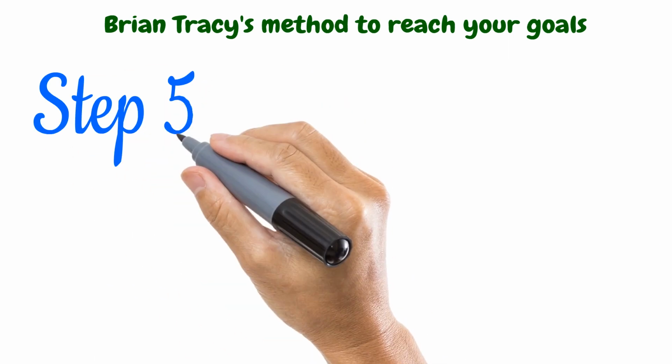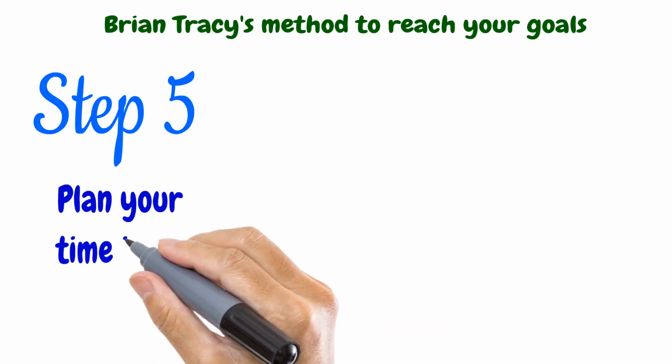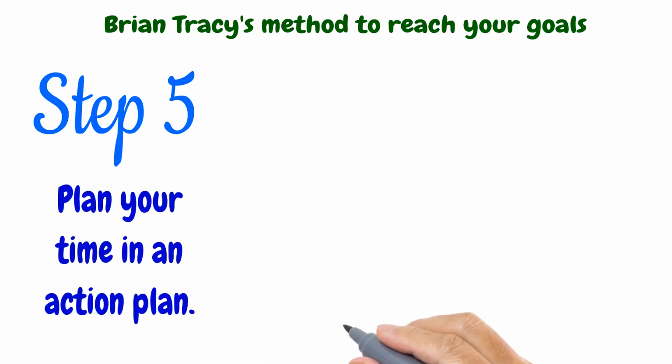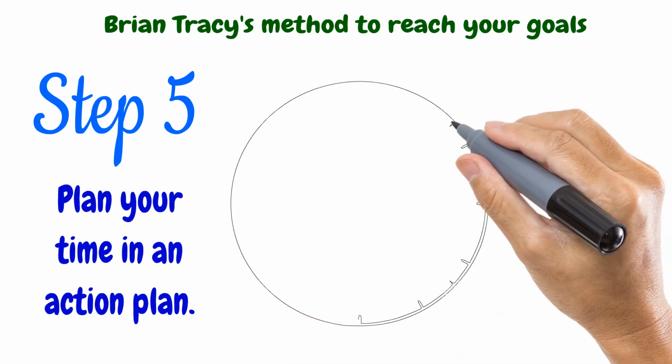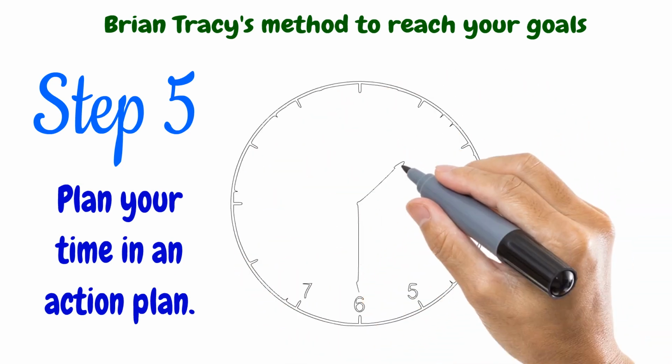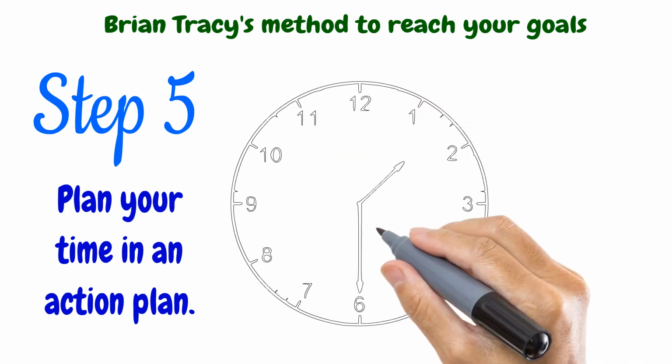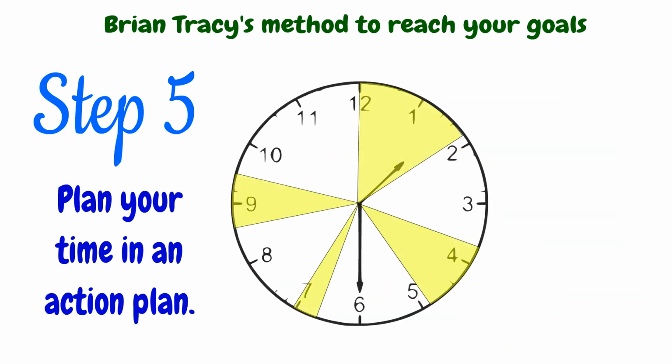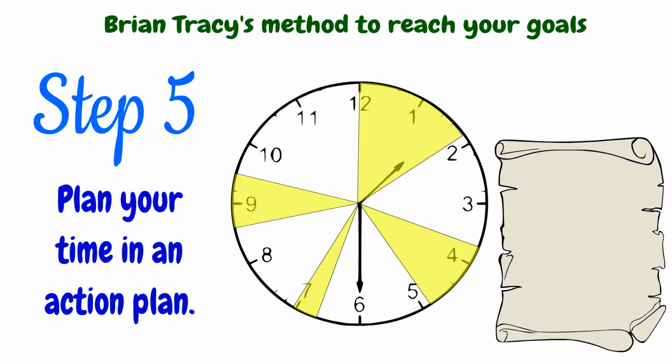Step number 5. Plan your time in an action plan. At this moment you have already defined your 10 most important goals and probably already know which are your 2 most important goals. Now we must return to the 80-20 concept, where these 2 goals are the ones that will give you the 80% of the results you want to obtain in life.